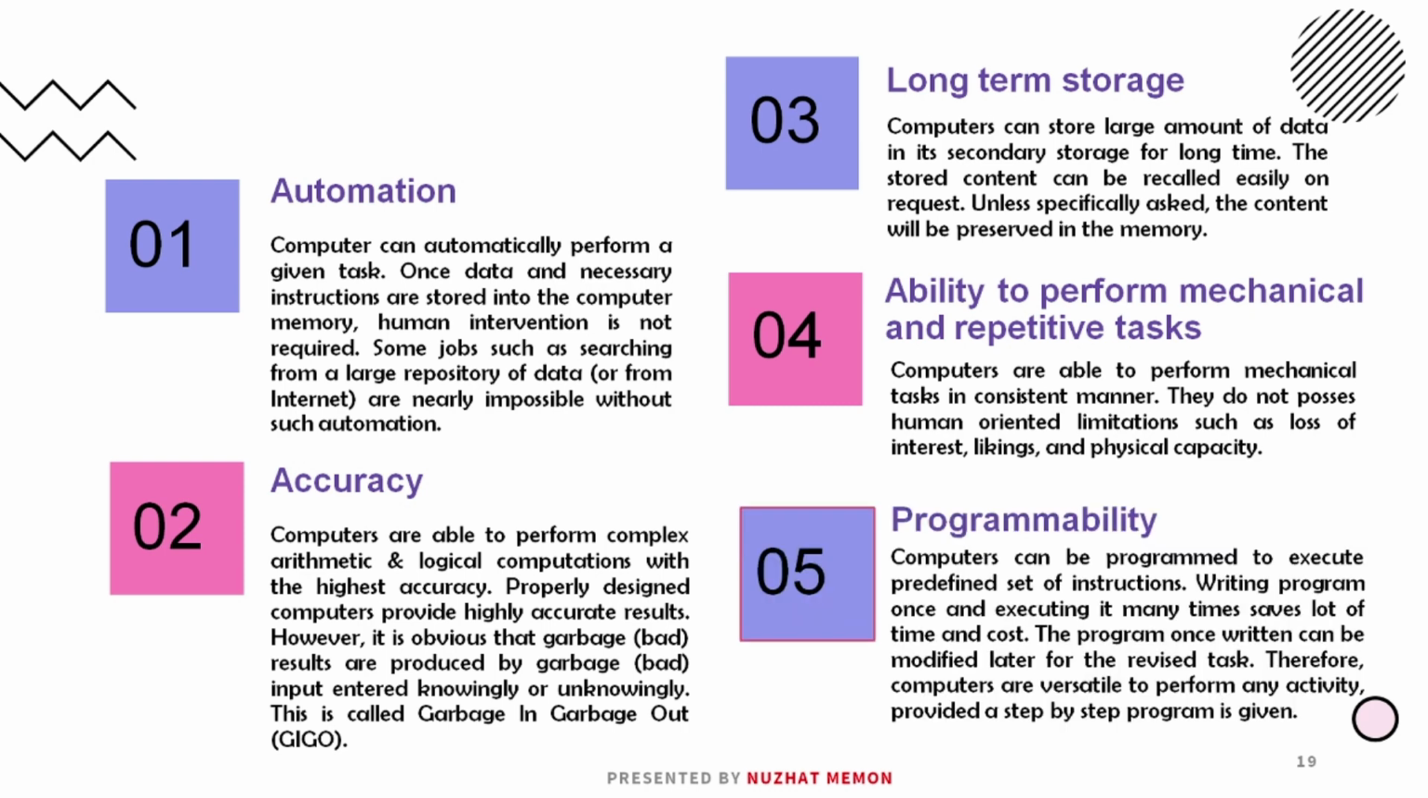Never. Here the next point is programmability. A computer can be programmed to execute a predefined set of instructions. Writing a program once and executing it many times saves a lot of time and cost. The program once written can be modified later for the revised task. Therefore, computers are versatile, or you can say multi-purpose or multitasking machines. It can perform any activity, you just need to provide a step-by-step program.